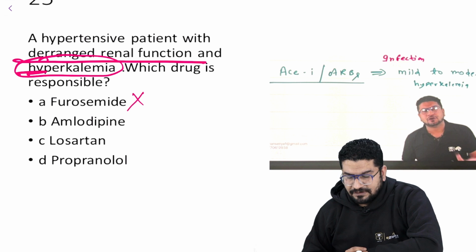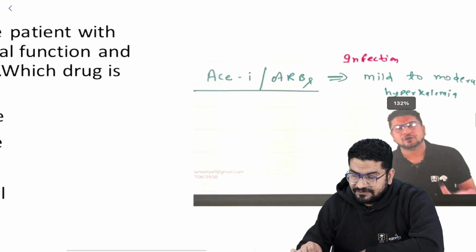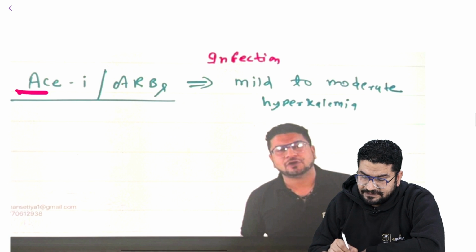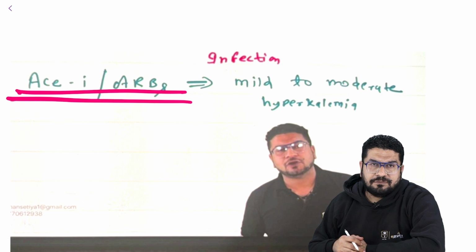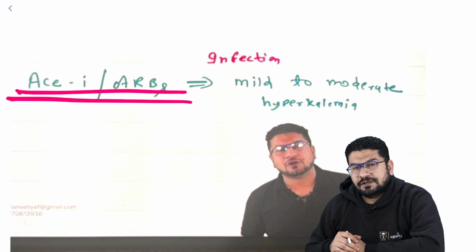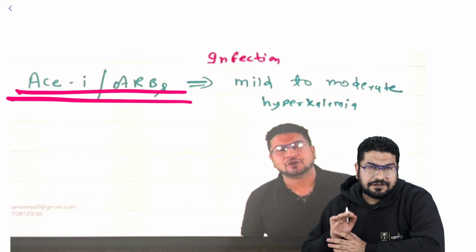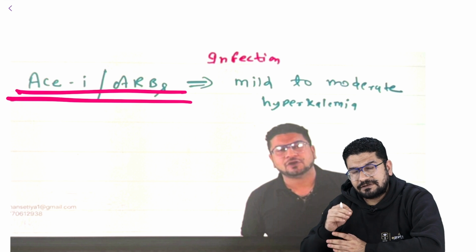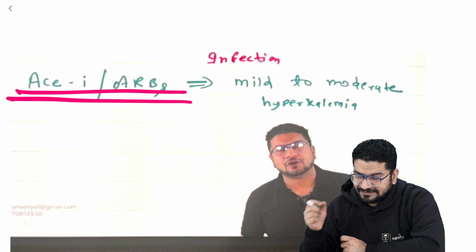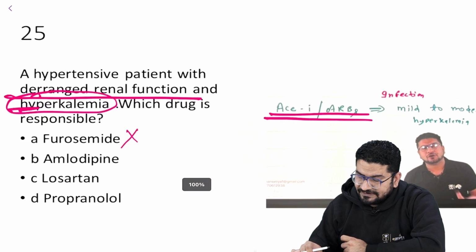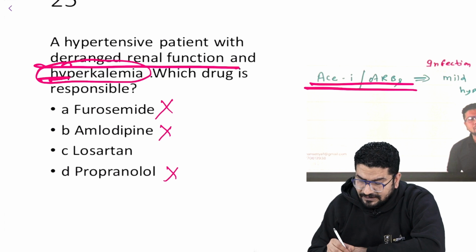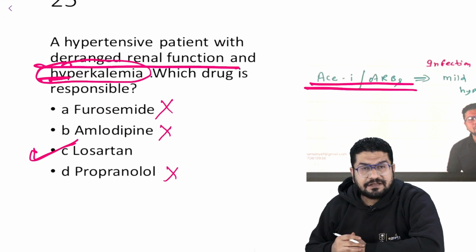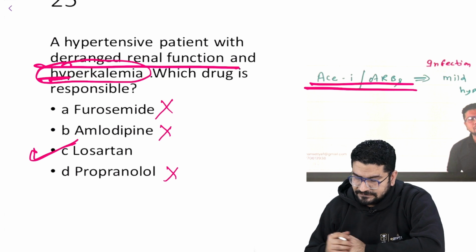Mild to moderate hyperkalemia, as I have discussed in my lecture, can be seen with ACE inhibitors and ARBs. If taken long term, the patient can develop a slight increase. The normal range is 3.5 to 5, so it can rise to about 5.5 or a maximum of 6. Amlodipine and propranolol have nothing to do with potassium. Losartan is an ARB, so losartan can cause hyperkalemia.